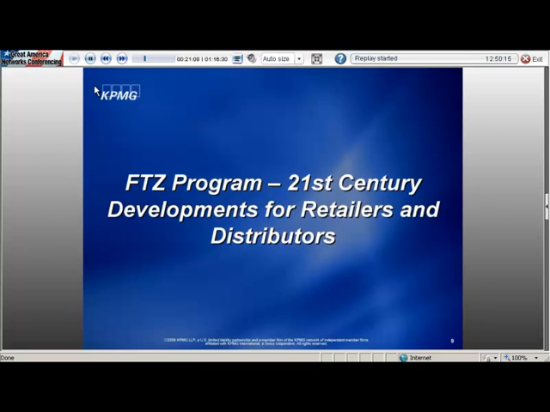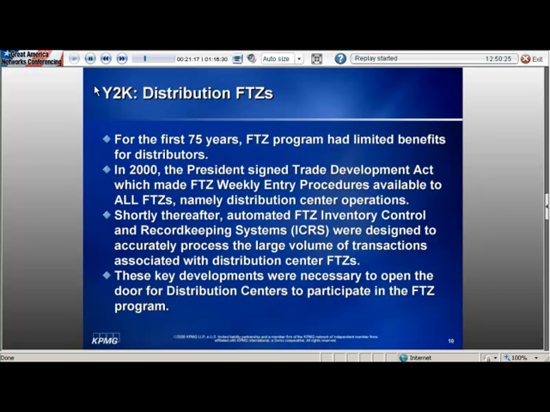Okay, so what makes this topic exciting now today for retailers and distributors? Mostly that's been the changes that have happened recently. As you guys know, for the first 75 years, foreign trade zones, while they were a great program, had somewhat limited benefits for companies that were strictly engaging in distribution activity.